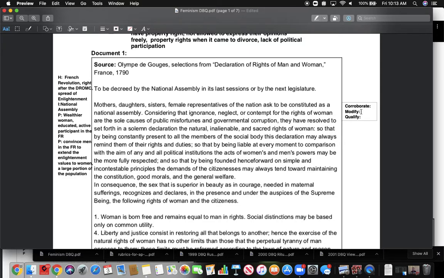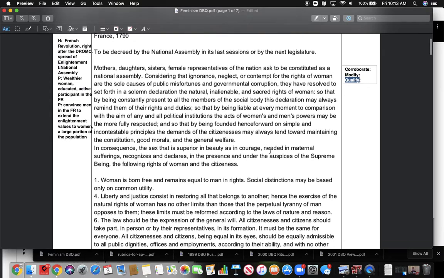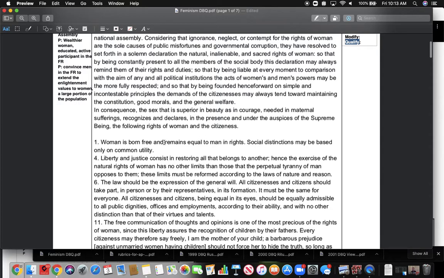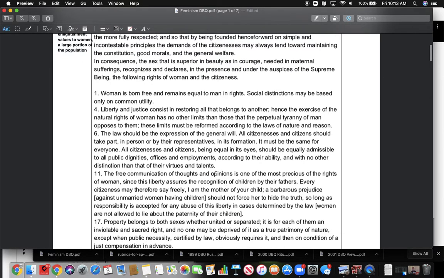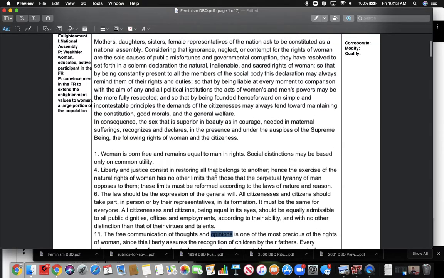Or which documents help to qualify it? What I mean by qualify is if there's another document that goes specifically into the role of women as citizens or lack of role of women as citizens in France, or if it goes more specific about how women were allowed to express their opinions beforehand. If it goes more specific to let you know the degree to which those things are true, that would be qualify.